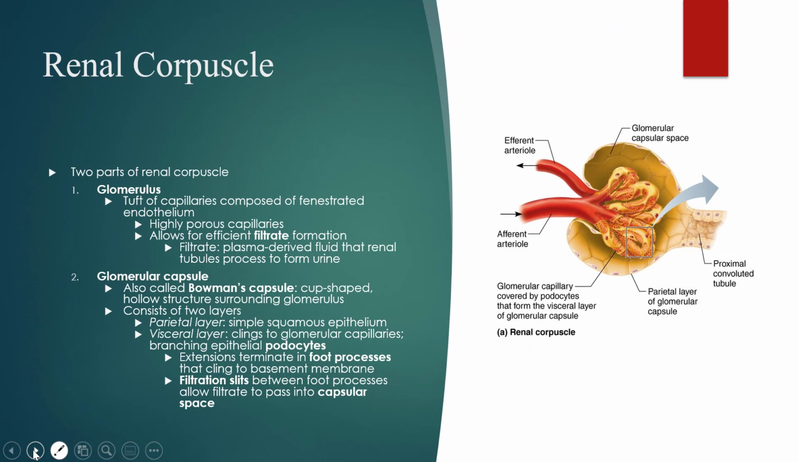All right, so let's take a look at the renal corpuscle. Okay, the renal corpuscle right here. This is actually your entire renal corpuscle, and is made up of the glomerulus, which is this section right here. You have the blood vessel, a tuft of capillary that enters the cup itself, and it would have fenestrated endothelium. They are very or highly porous capillaries. They allow for efficient filtrate formation, and pretty much your filtrate is actually a plasma derived fluid that the renal tubules process to form the urine.